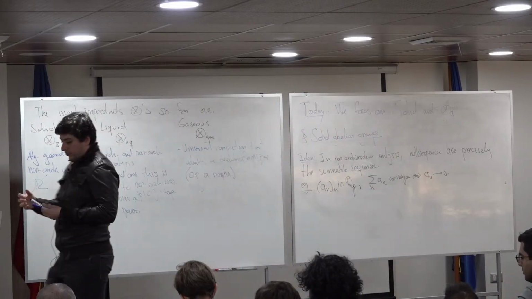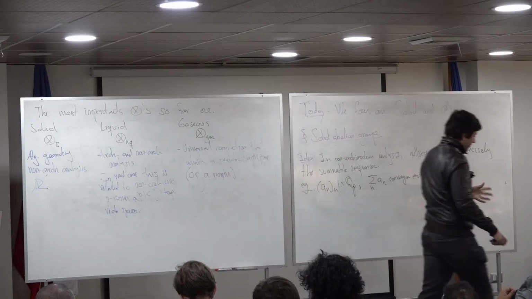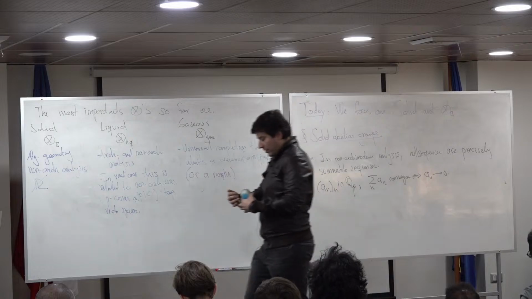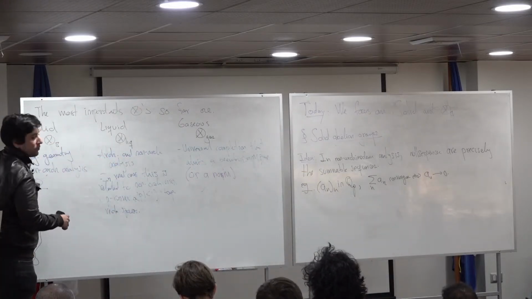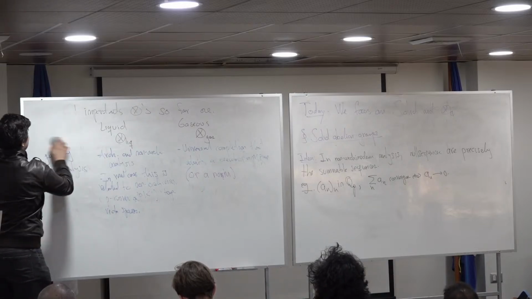So building on that idea, we can actually define in a natural way this category of solid abelian groups. For that, we first need to make sense of what it means to be a null sequence. So let me do that.